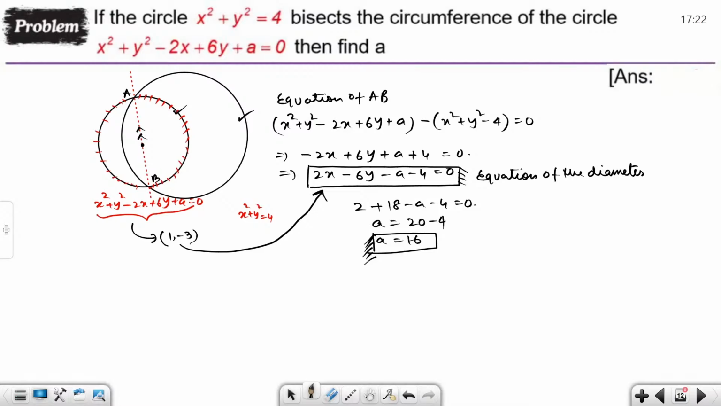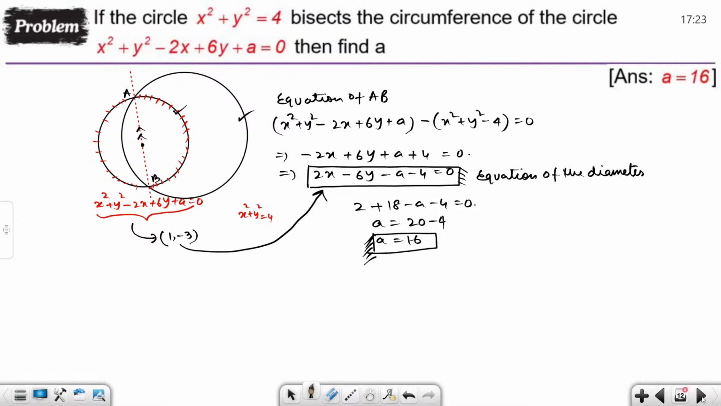Always remember this. These objective questions already came in JEE. It can come in future days also. So please remember this trick to solve this kind of problem. Okay, let us just reveal the answer. Yes, it is 16. Now let's move to the next problem.